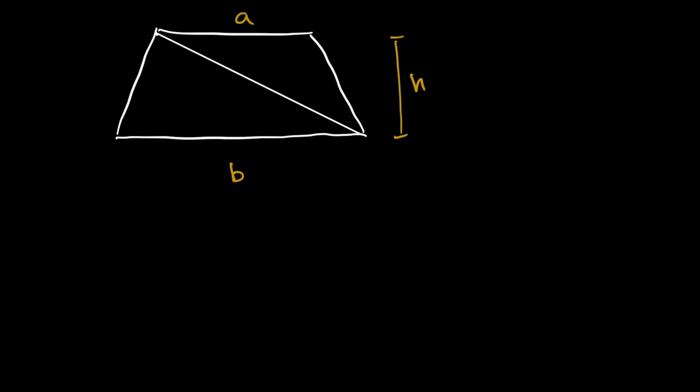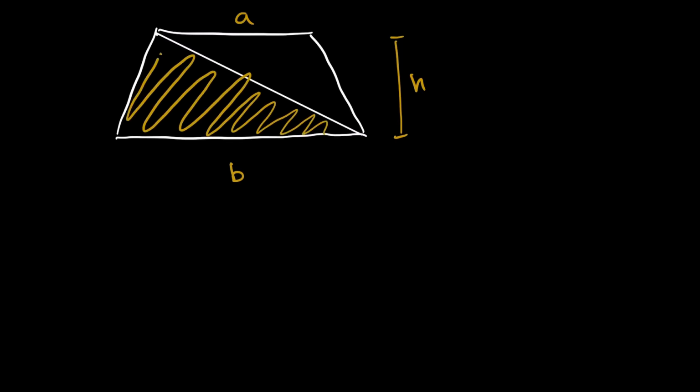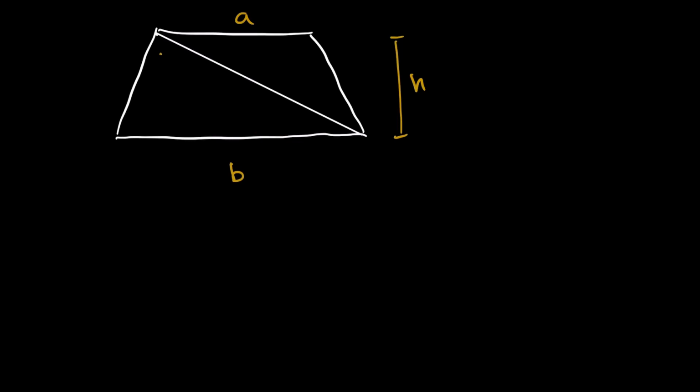So we can start off by finding the area of this first triangle here, and then we'll find the area of the second triangle and add them up. So the area of this first triangle over here is again just half base times height. The base of this triangle is just b, and the height is just h. So for the first triangle, its area is just half of base times height.